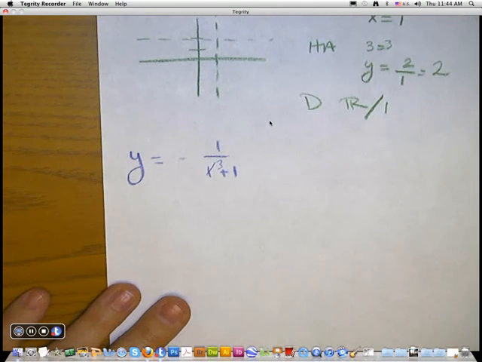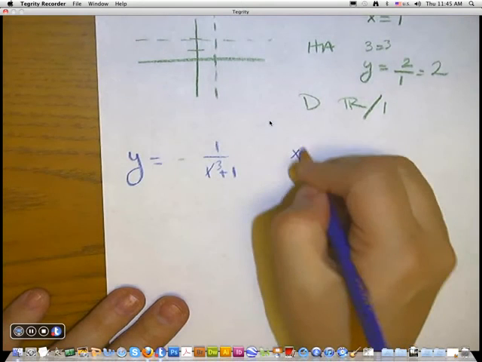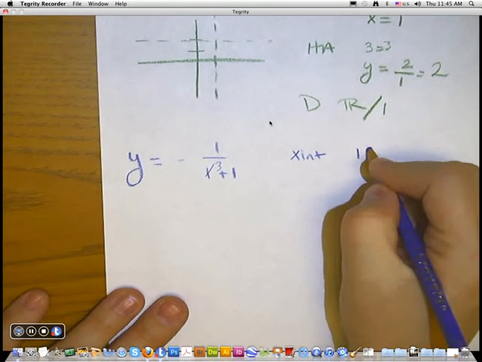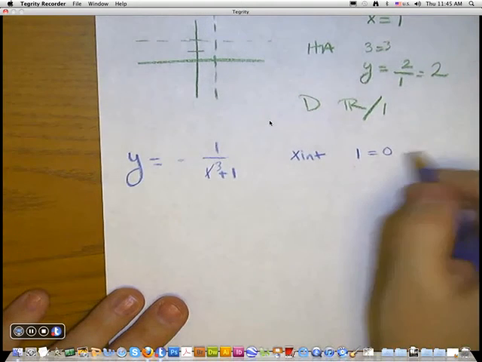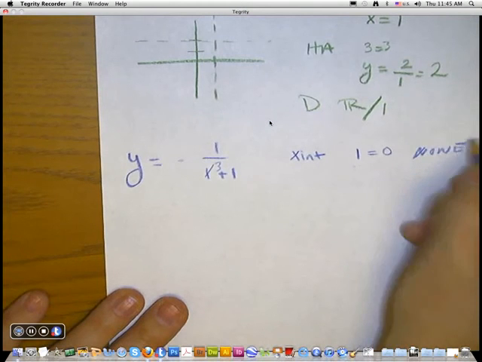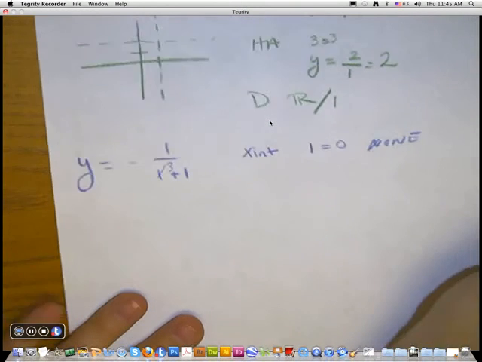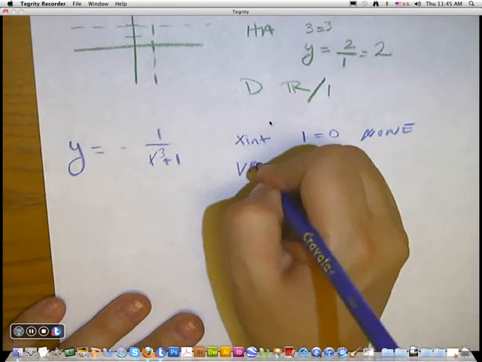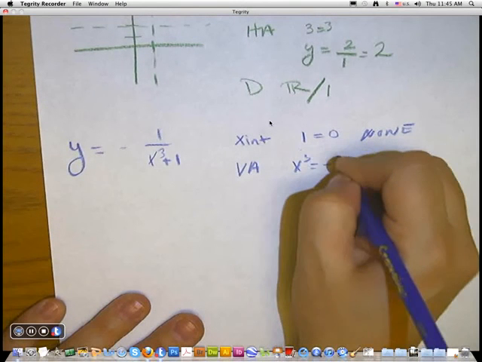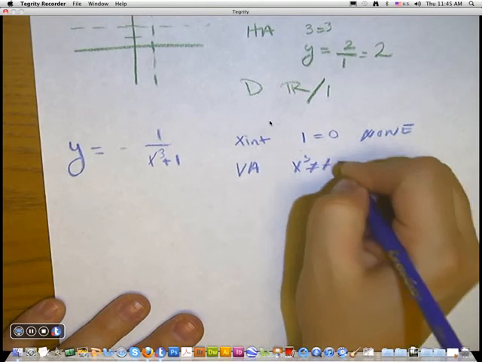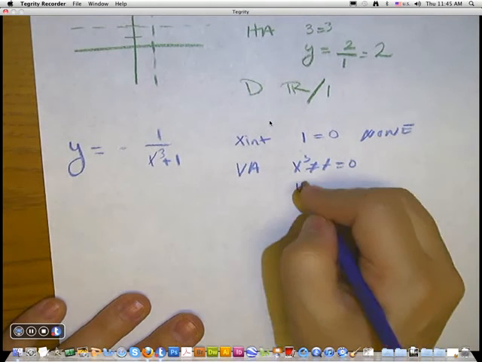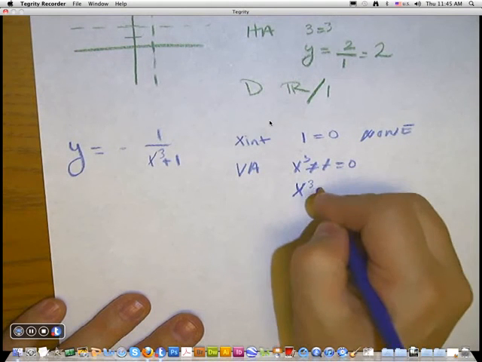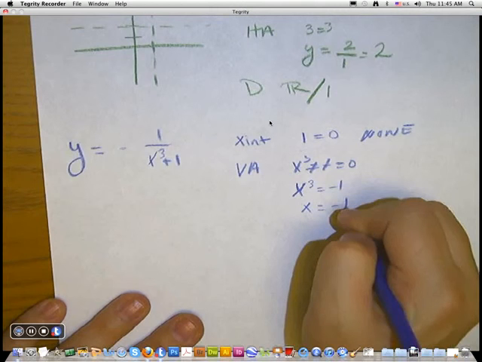Okay, here I have y equals negative 1 over x cubed plus 1. The x-intercept is the numerator equal to 0. Well, that can't happen, so there are none. There are no x-intercepts. The vertical asymptote is the denominator equal to 0, so x cubed is negative 1, so x is negative 1.